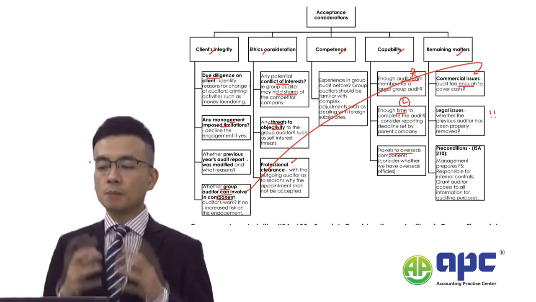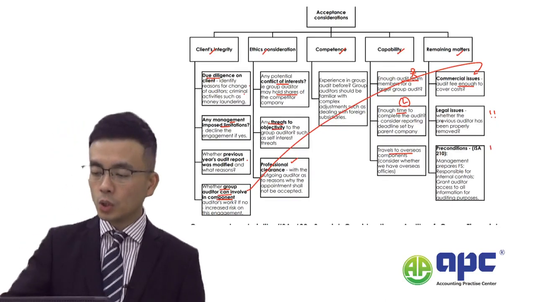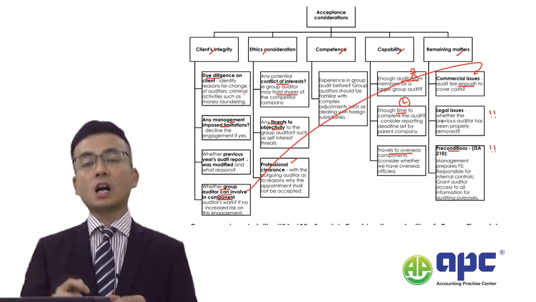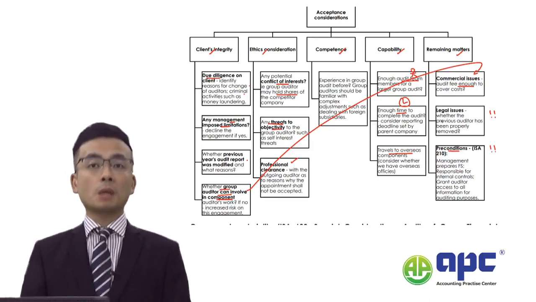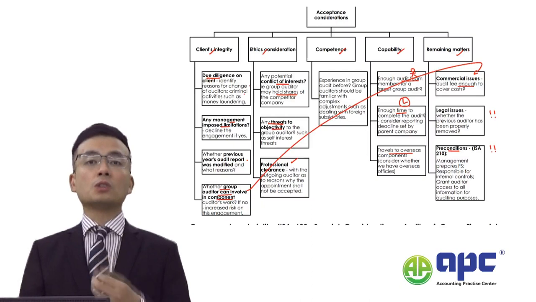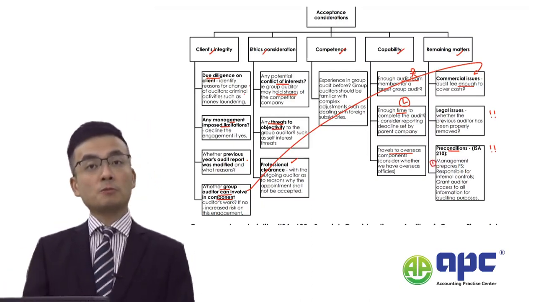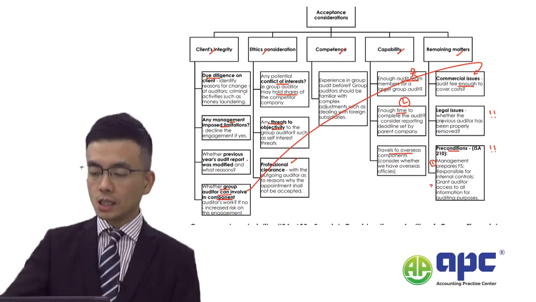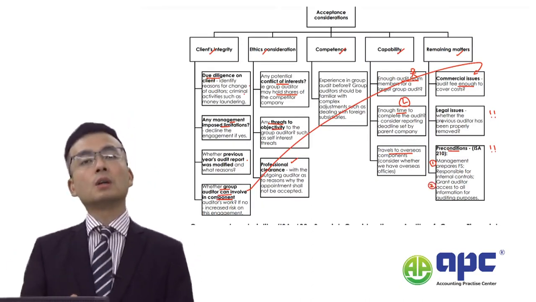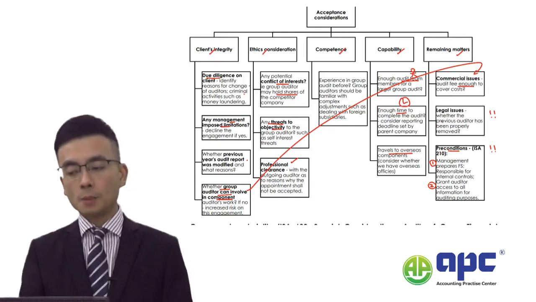Okay, so make sure that we are ready for that. The remaining matter we need to focus on, according to ISA 210, is the preconditions of your audit. Make sure that if I were to accept as an auditor, management will be responsible for preparing the FS and for the internal controls, and also that it grants us access to all information for audit purposes.